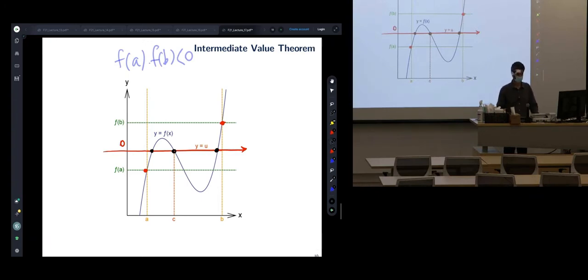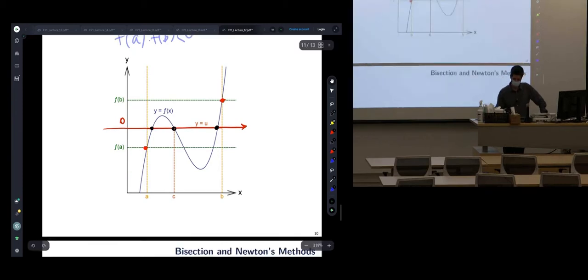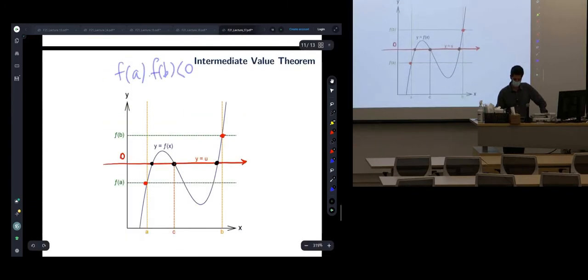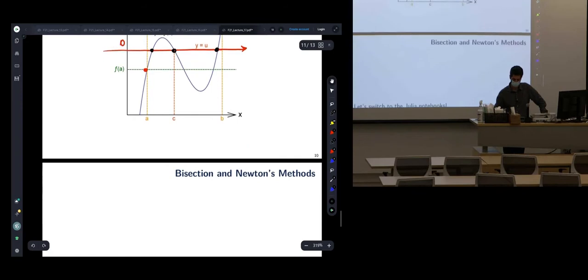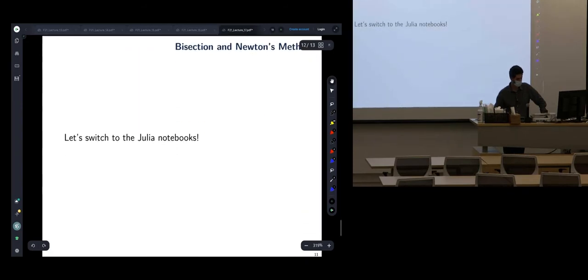We'll see how this condition helps to initialize our search algorithm. Okay, so this is called the intermediate value theorem. In an interval a and b, if f of a times f of b is negative, then there is a root between a and b. So this was a brief introduction to some notions that we're going to use.